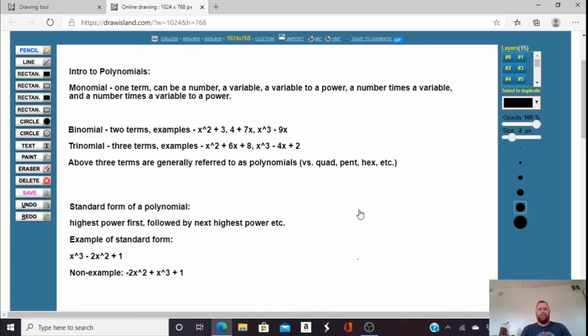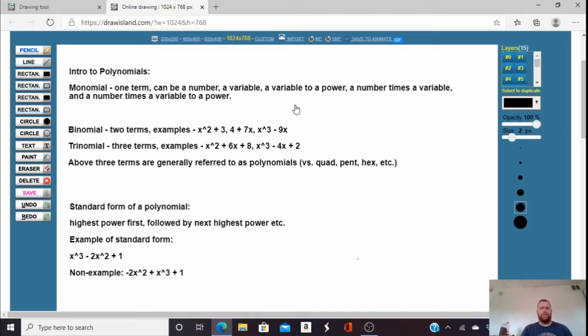A polynomial is an expression built up of terms, and it can be one or more terms. There are three specific types of polynomials that have specific names that we generally refer to. Those are monomials, which is one term, and that one term can be just a number. It can be a variable. It can be a variable to a power, a number times a variable, and it can also be a number times a variable to a power. It can also be two variables multiplied together.